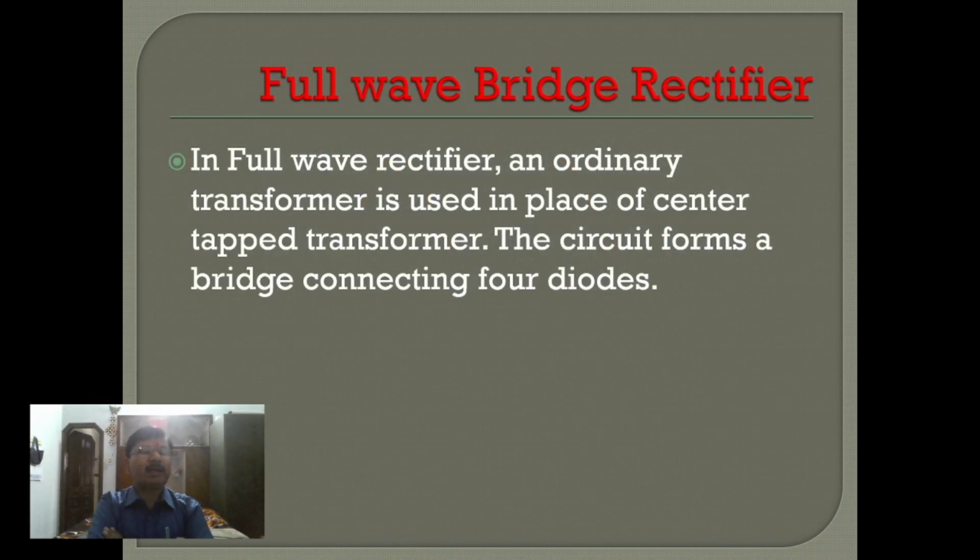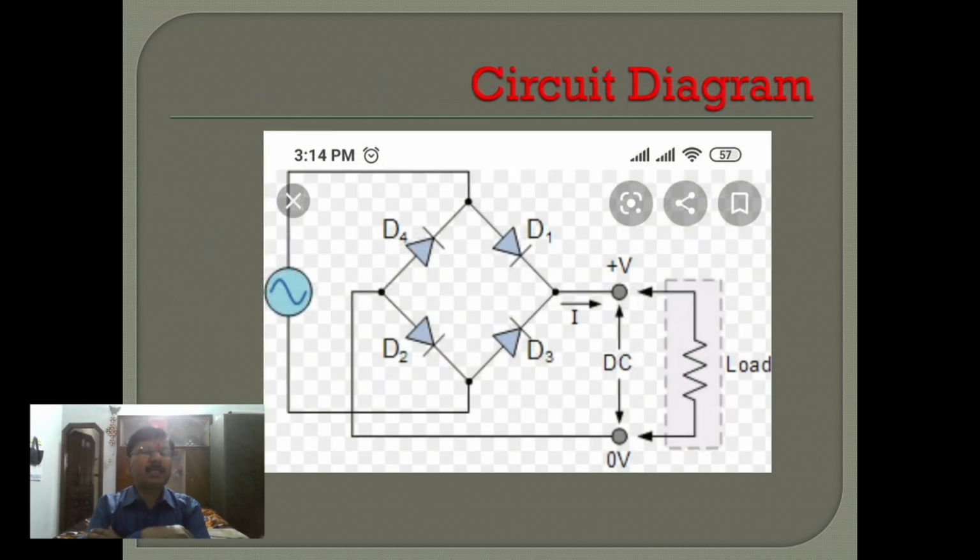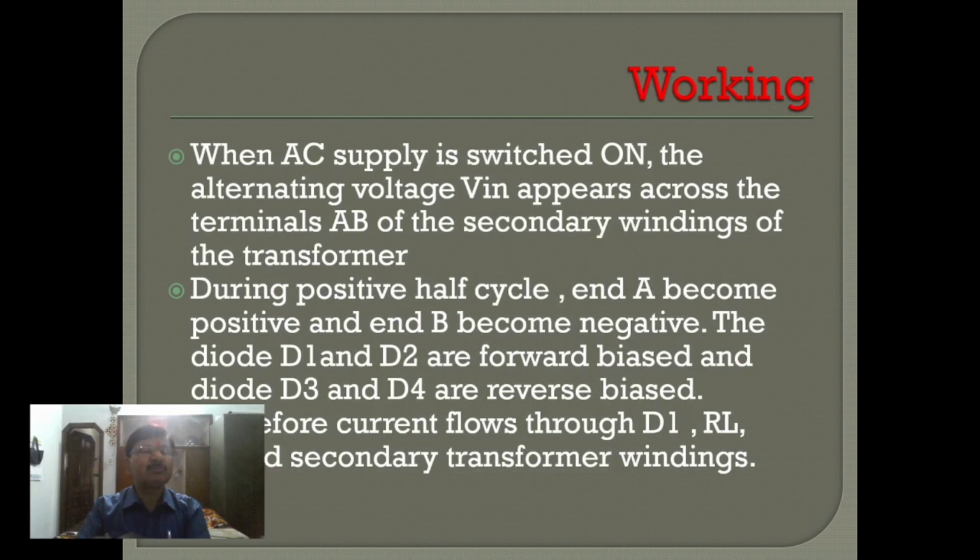In the full wave bridge rectifier, an ordinary transformer is used in place of a center tap transformer. The circuit forms a bridge connecting four diodes. This is the circuit diagram of the bridge rectifier. When the AC supply is switched on, the alternating voltage Vin appears across the terminals AB of the secondary windings of the transformer. During the positive half cycle, end A becomes positive and end B becomes negative. The diodes D1 and D2 are forward biased and diodes D3 and D4 are reverse biased.